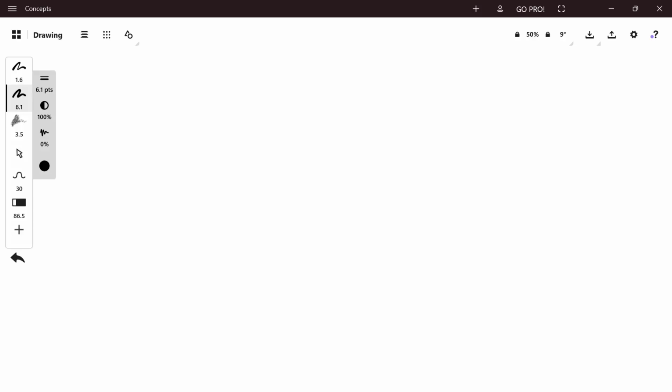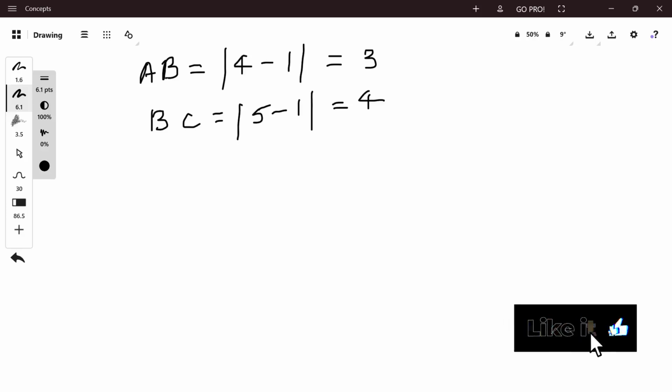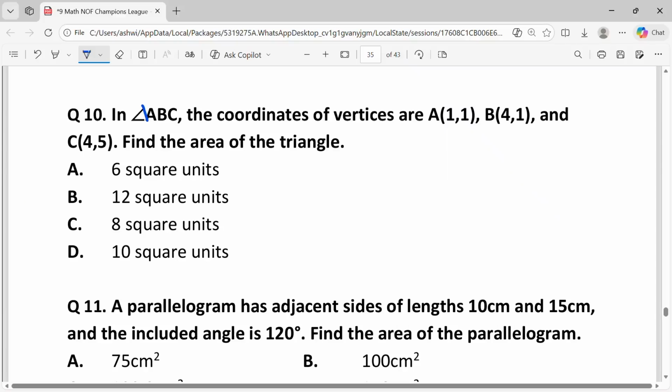The length of base AB is equal to mod 4 minus 1, which is 3, and the length of height BC is equal to mod 5 minus 1, which is equal to 4. The area of a right angle triangle is given by area is equal to 1 by 2 into base into height, which is equal to 6. From the options, the answer is A, 6 square units.